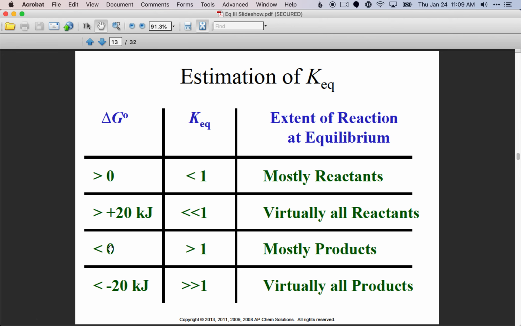Lastly, if we have a negative Gibbs energy, we can assume that the equilibrium constant is greater than 1. Therefore, the combination of reactants and products should be mostly products. And once again, if we compare it to that negative 2400 joules, if we said negative 20 kilojoules, we would say it's significantly greater than 1, and it should be primarily products.